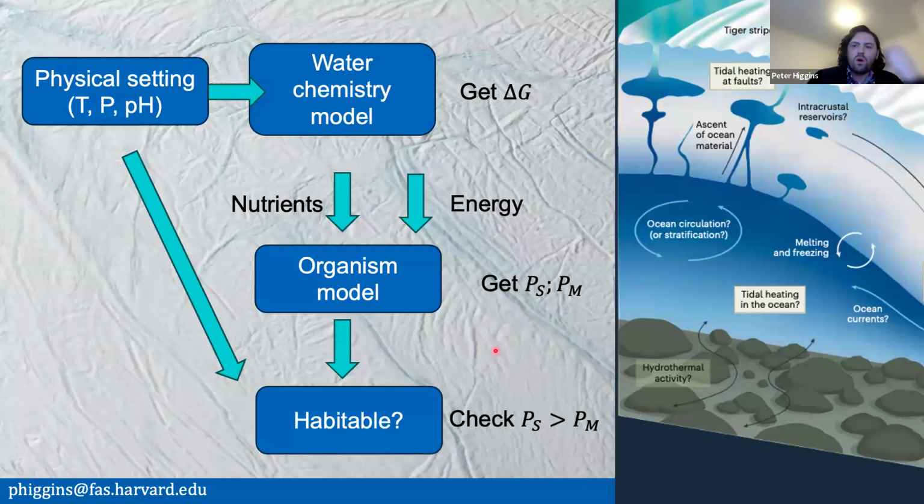So this flowchart shows one way in which you could try to quantify habitability from geochemical insight. If we have some kind of mechanism to calculate the water chemistry in our proposed habitat, so we can get a free energy availability, couple that with nutrient availability in order to calculate a power supply available for life, compare that to a maintenance power required for life based on observations on the Earth, we can check whether one is larger than the other and test whether it's a good habitat candidate.